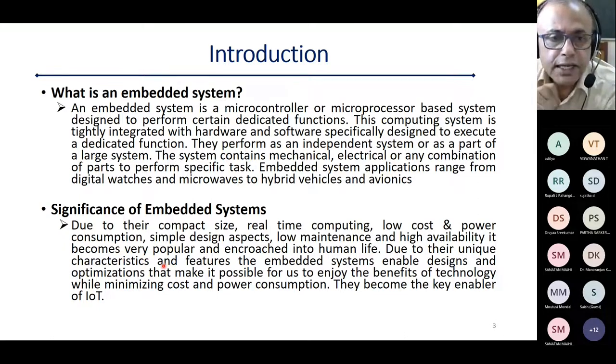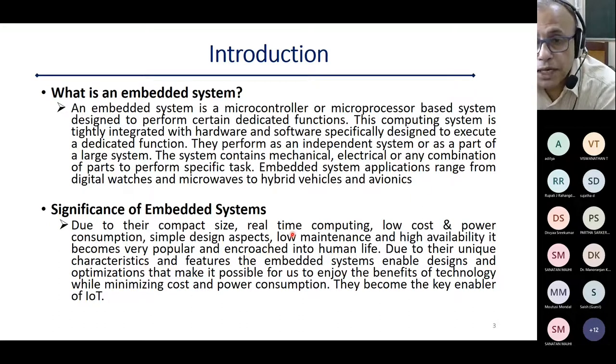The significance is that due to their compact size, real-time computing, low cost and power consumption, simple design aspect, low maintenance and high availability, it becomes very popular and is included in human life. These are the characteristic features of the embedded system.